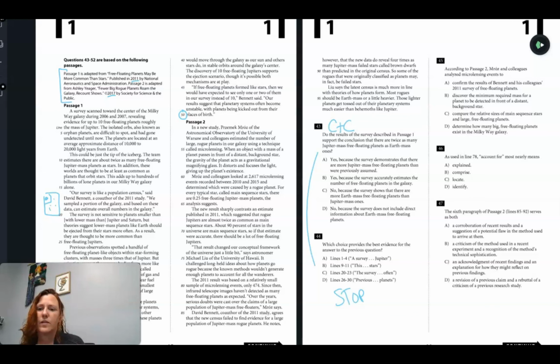The survey is not sensitive to planets smaller or with lower mass than Jupiter and Saturn, but theories suggest lower mass planets like Earth would be ejected from their stars more often. As a result, they are thought to be more common than free-floating Jupiters. Previous observations spotted a handful of free-floating planet-like objects within star-forming clusters with masses 3 times that of Jupiter. But scientists suspect the gaseous bodies form more like stars than planets.